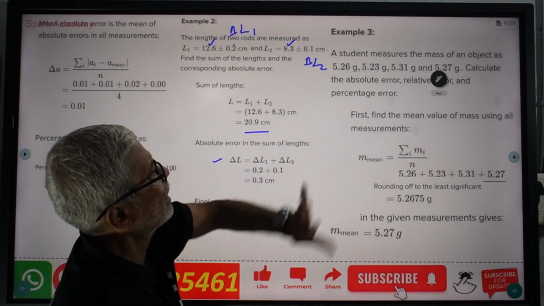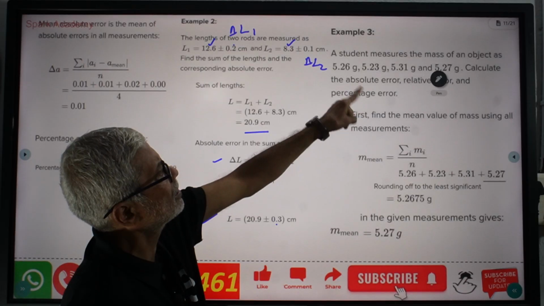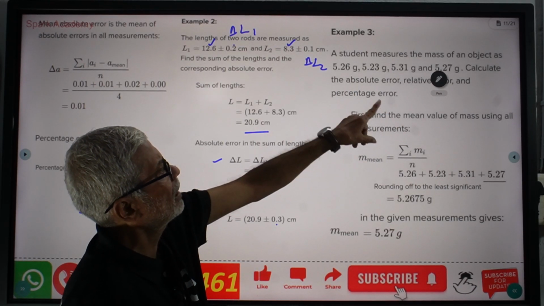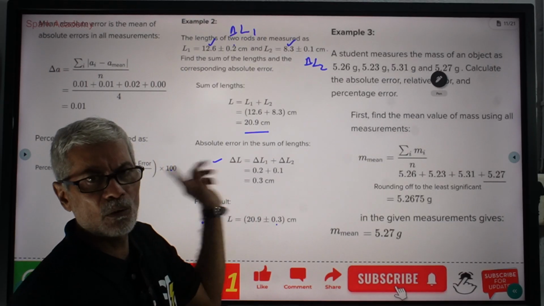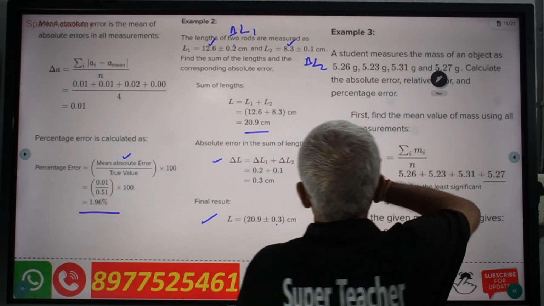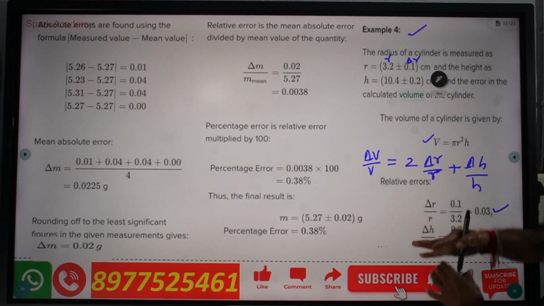Okay. This is another similar type of problem. A student measures the mass of an object and you have to calculate absolute error, relative error, and percentage error. A similar problem we have discussed. Okay. So now let us calculate this one.